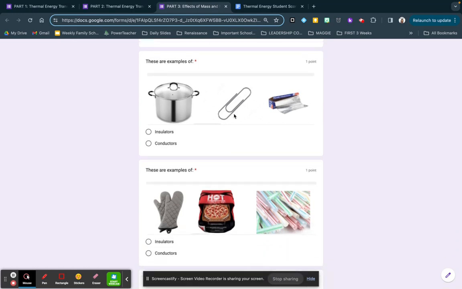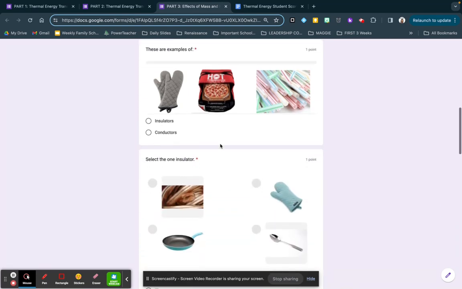Now you have three pictures, right? A metal pot, a paper clip, and aluminum foil. Are these examples of insulators or conductors? Now you guys have three pictures, right? You have oven mitts. You have that little poofy thing that your to-go pizza comes in, if you've ever seen them slide that out from Pizza Hut. And then you have plastic straws. Are those insulators or conductors?